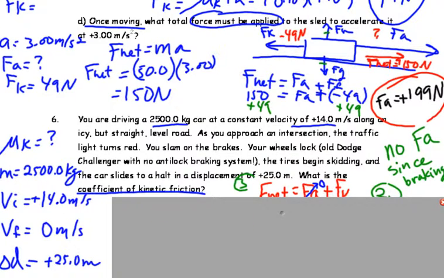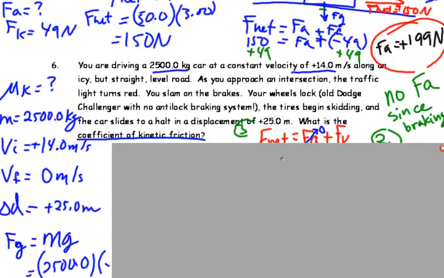So the key thing with this is to write down all the pieces of information you know. We're asked to find the coefficient of kinetic friction. We know the mass of the car. We know the car is initially going at plus 14. We're told that it comes to a stop eventually, so V final is 0. We know how far it goes, etc. Okay? So reasoning through this, we need to find the coefficient of kinetic friction.